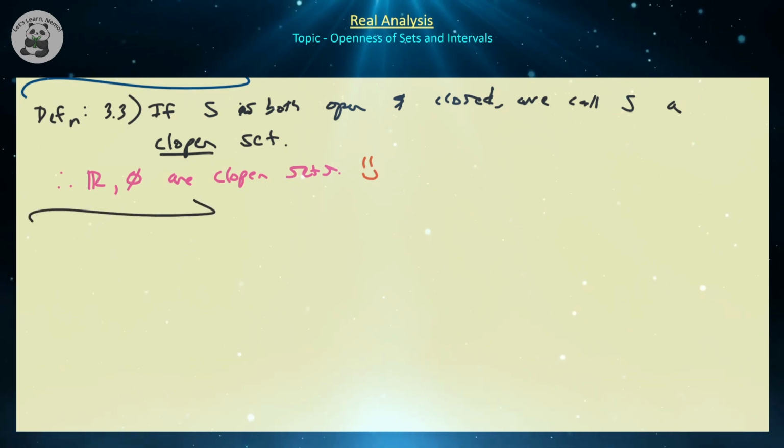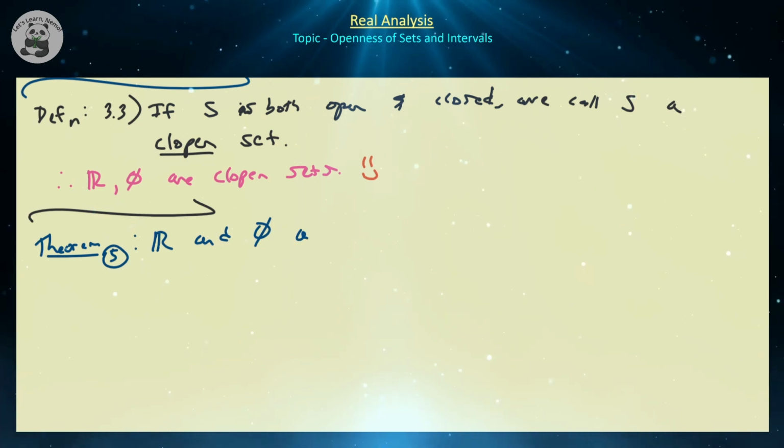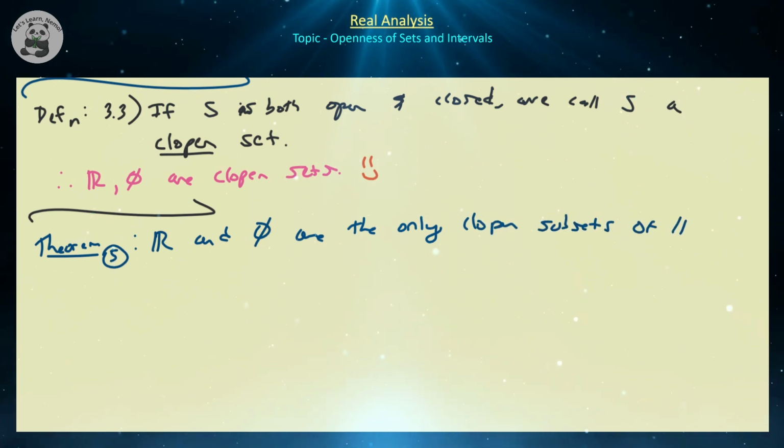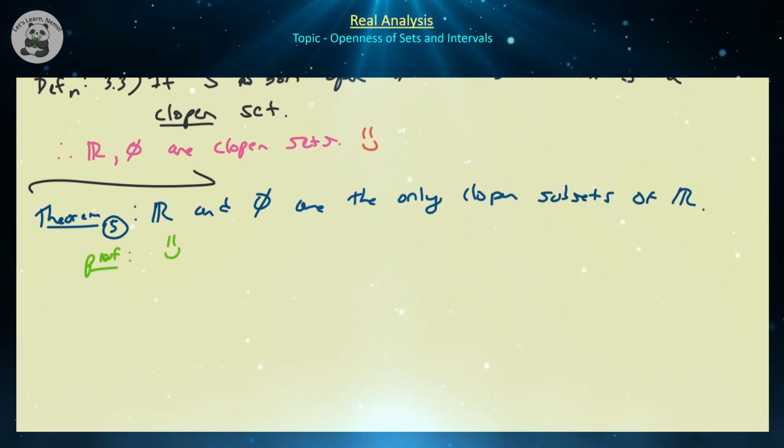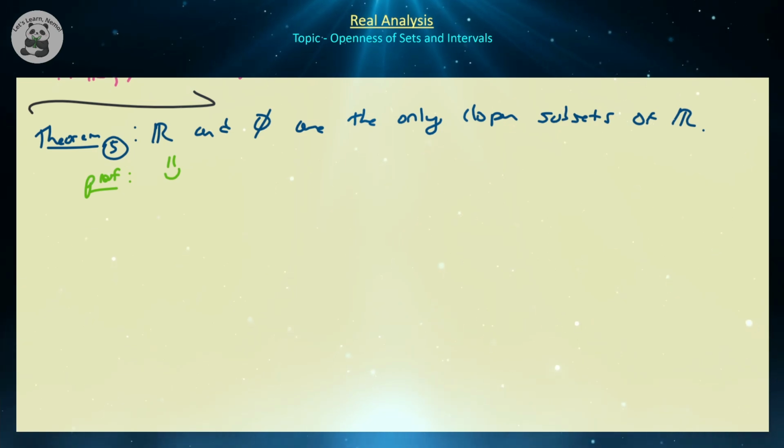So that's where the next theorem enters the conversation. So theorem 5, right? R and the empty set are the only clopen subsets of the set of real numbers. I'm not going to actually prove this for you because the proof is not too difficult, so I'll just leave it for you. Right? So think about, what if there was another set inside of here that was neither R nor the empty set? What kind of properties would it have? Right? So give that a go. You may pause this video and we can continue when you get back.